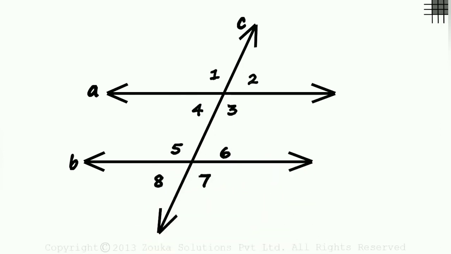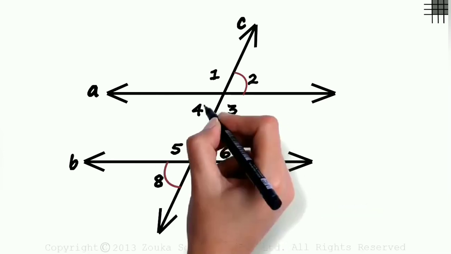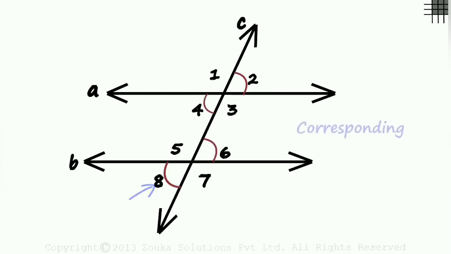Let us quickly analyze the relation between various angles formed. It's pretty simple actually. Angle 2 will be equal to angle 6 as they are corresponding angles, and angle 8 equals angle 6 as it is vertically opposite to it, and angle 4 equals angle 8 because they are corresponding angles.